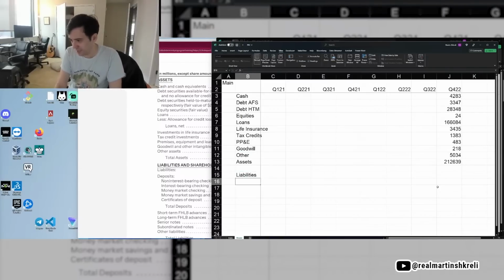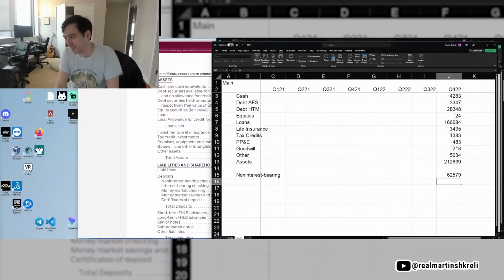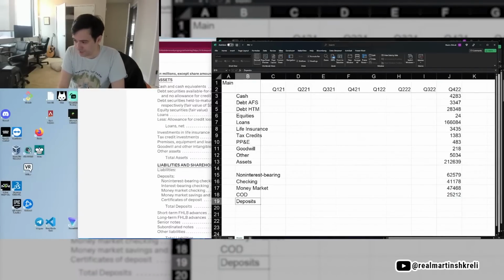So now we have liabilities. These are deposits. So they've got non-interest bearing deposits. I mean, to me, that's ludicrous, right? That you could deposit your money at a bank and it doesn't earn interest. Non-interest bearing. Like why? Then you have interest bearing checking. Then you have money market checking. I'm just going to add money market checking and savings to save time. I'm assuming those are pretty similar. And then CDs. And these are all their deposits.